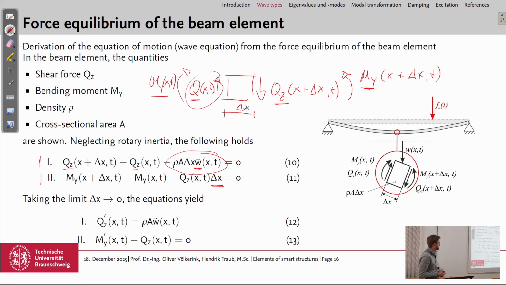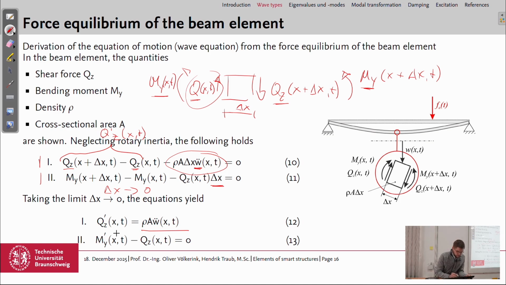And then we can take the limit. So we assume that delta x goes to 0. Then this here becomes the derivative of the shear force with respect to space. And we still have the inertial force.